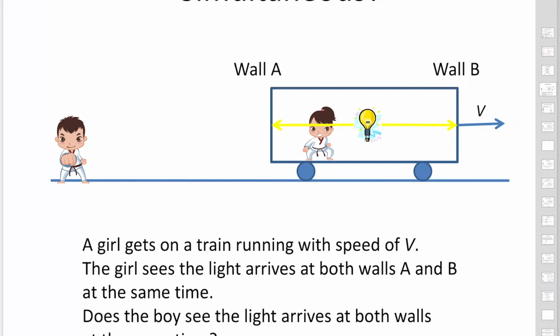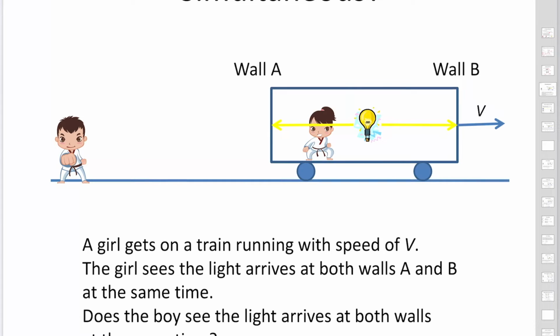In this situation, we have a boy and a girl. The girl gets on the train. The train is moving toward the light with a speed of v, and the source of the light is located at the middle point on the train. Then we are going to consider what happens.